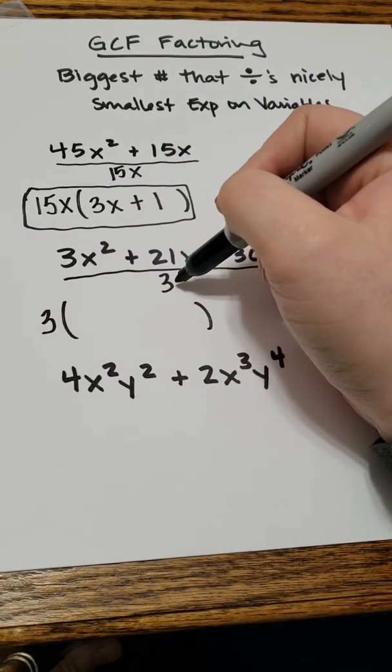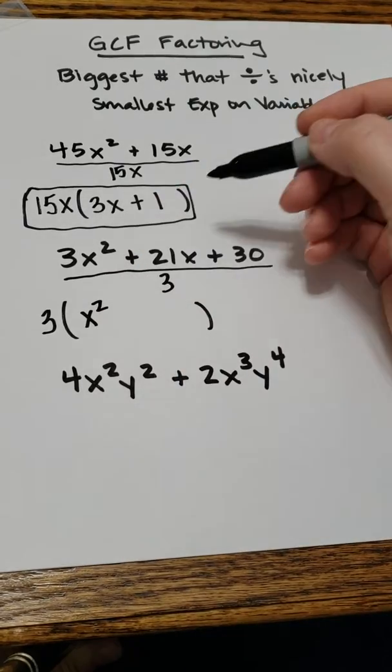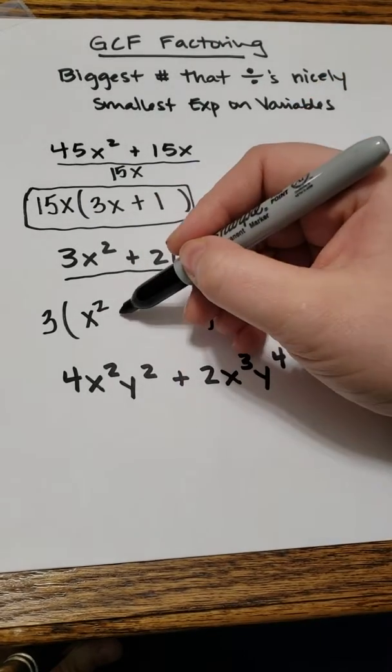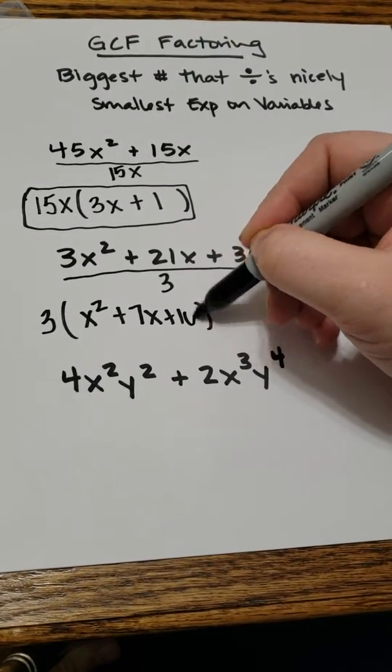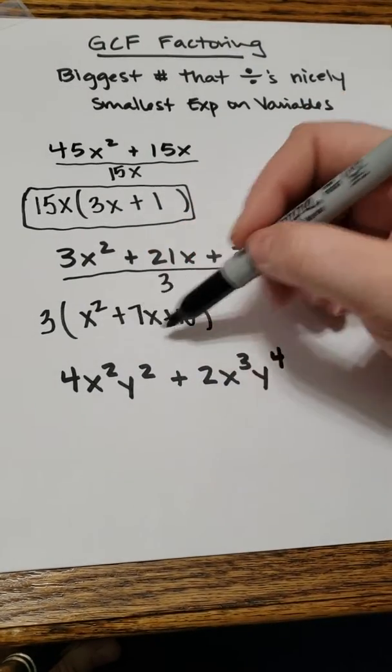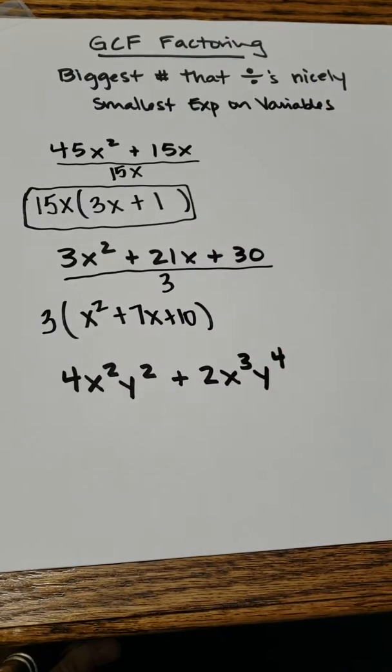So when we divide 3x squared by 3, we're going to be left with x squared. 21x divided by 3 would be 7x, and then 30 divided by 3 would be 10. And then at this point, we would need to consider, is there anything more we can do with that? That might be like a two-step problem.